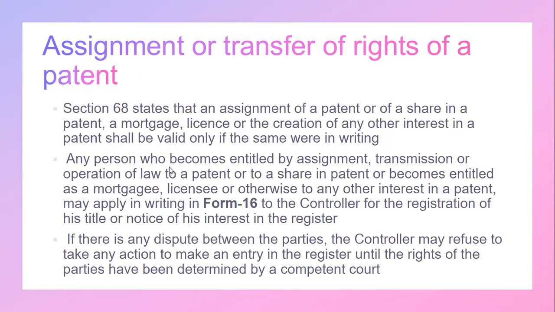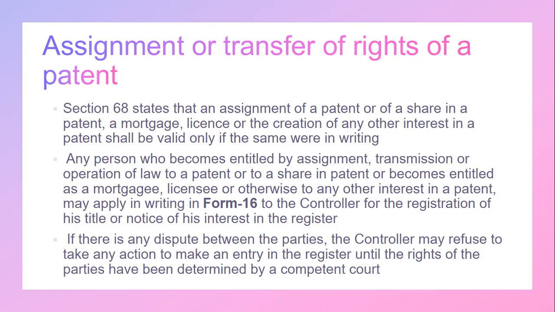Assignment or transfer of rights of a patent. Section 68 states that an assignment of a patent or of a share in a patent, a mortgage, a license, or creation of any other interest shall be valid only if the same were in writing. That means oral assignments are not valid. So you generally have an assignment deed of a patent, right? Even if you are filing for a patent, even if it's an employer-employee relationship, the employer will ask for an assignment deed. So you always need to have an assignment deed in place in writing if you want to have an interest in a patent or you want to assign the patent.